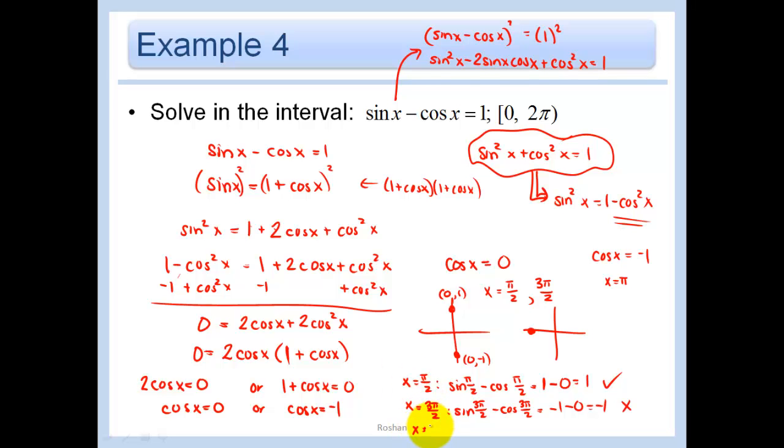x equals pi was our last solution to check. So the sine of pi minus the cosine of pi. Well, this is the point -1, 0. So we get 0 minus a -1, which is 0 plus 1, which is 1. So that one works. So our final answer is x equals pi over 2 and pi, because we had to throw this one out. It was extraneous.